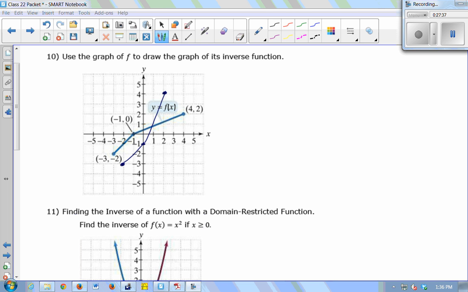And does it look like they are symmetric over the line y equals x? Yes. I could draw that line in just to make sure. Yeah, they definitely look like a mirror over the line y equals x.